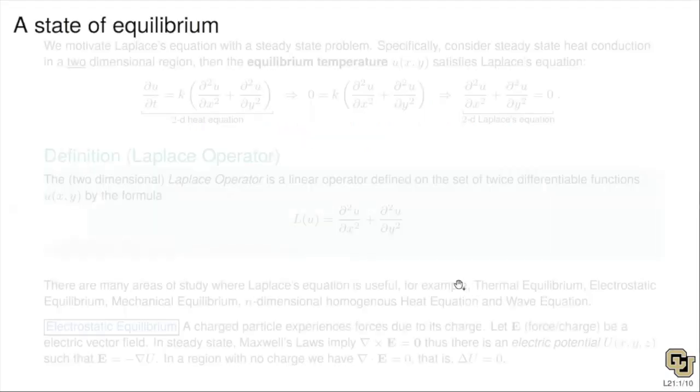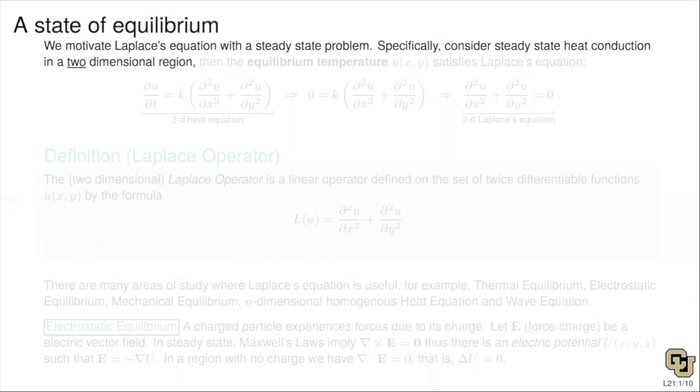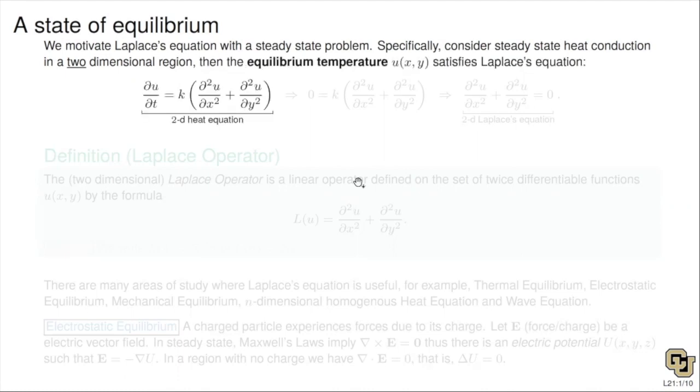So Laplace's equation, basically, you can think of it as a steady state problem. One way to motivate it is, for example, consider the heat equation in 2 dimensions. And let's look at the steady state equation for the heat equation in 2 dimensions. So in 2 dimensions, the heat equation looks like this. I have partial U partial T equals K times the second partial of U with respect to X plus the second partial of U with respect to Y.